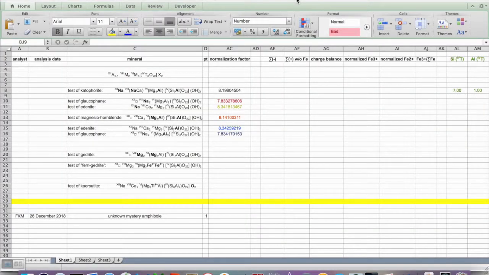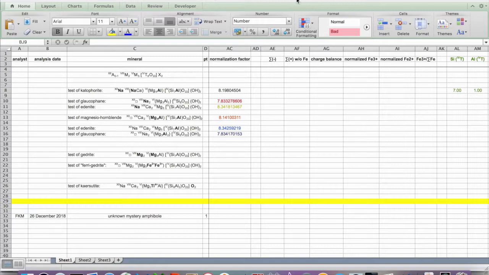Okay, so we are ready to start with our charge balance calculation. I'm going to do this in two parts. We're going to do a little bit here in Excel to get some of the initial calculations in for the sum of the negative charge and the sum of the positive charge without iron.